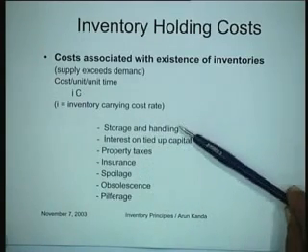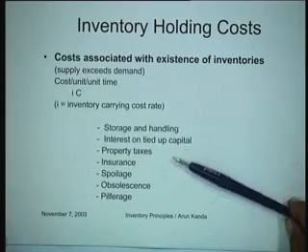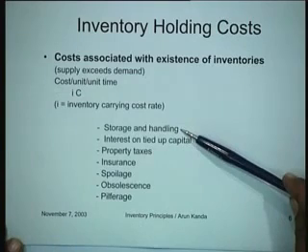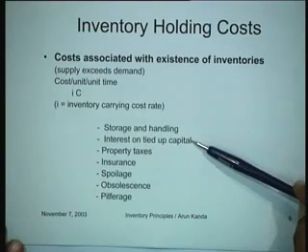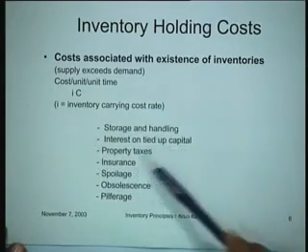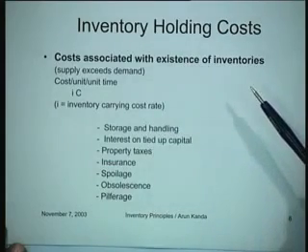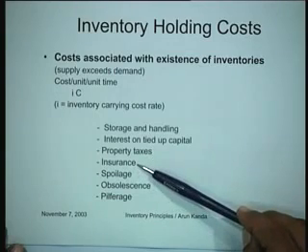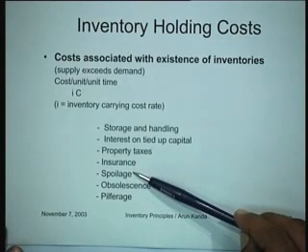And the typical components which are included here, if you were to estimate these costs in any realistic situation, would be the cost of storage and handling, and the interest on tied up capital. This is generally one of the most important components of the inventory holding cost. Quite often people tend to say that interest on tied up capital is in fact the major holding cost. Then there are property taxes, insurance, and spoilage of items.